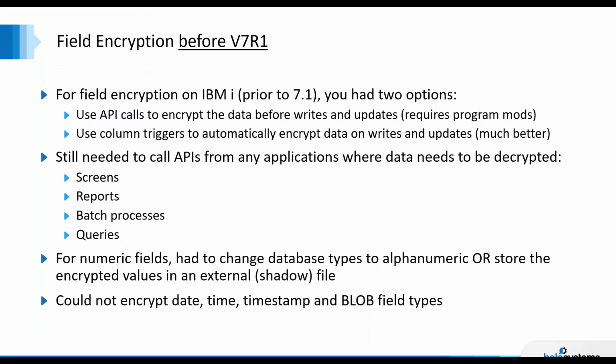Prior to 7.1, you really had two main options to utilize database encryption. One was to leverage some APIs that are in the operating system in order to encrypt data before the writes, and then decrypt data before the reads back. Now we can use column triggers to automatically encrypt that data during the writes and the updates, but not necessarily the reads. So column triggers were a way of simplifying that. We'll talk a little more about triggers in a moment.